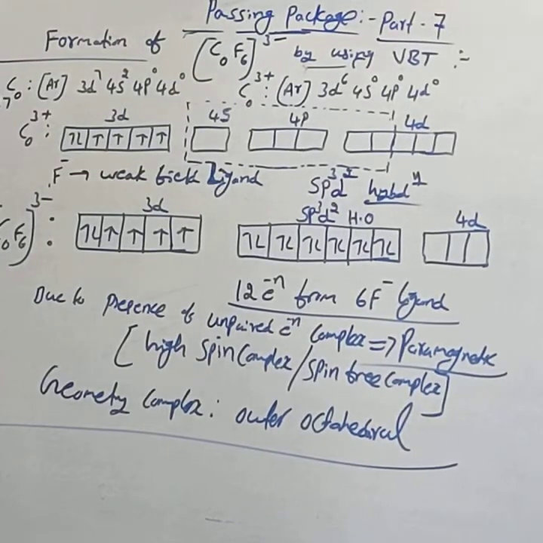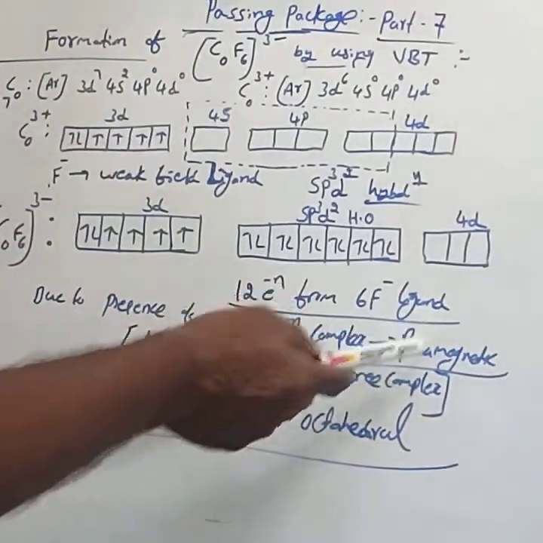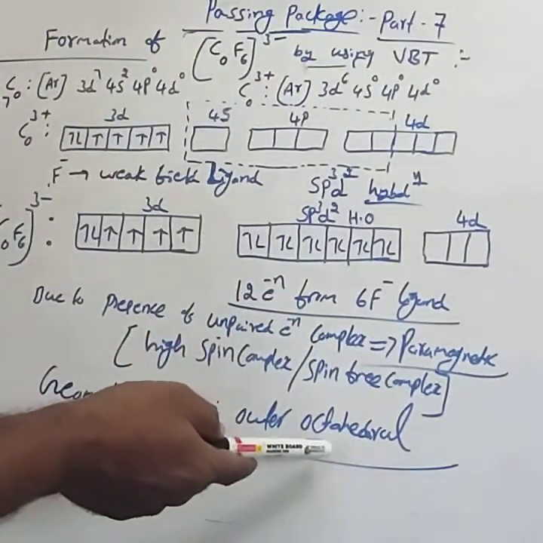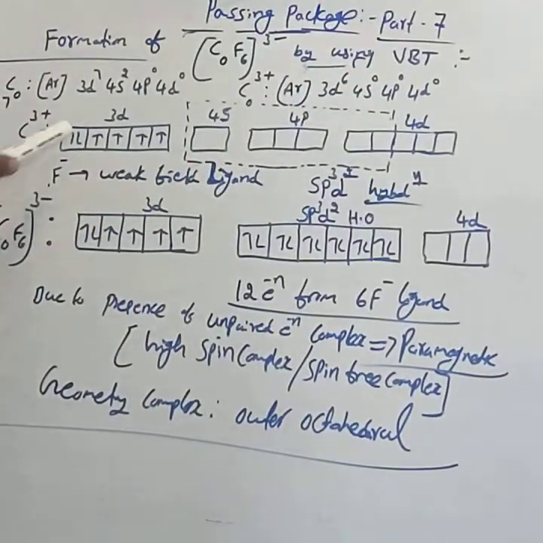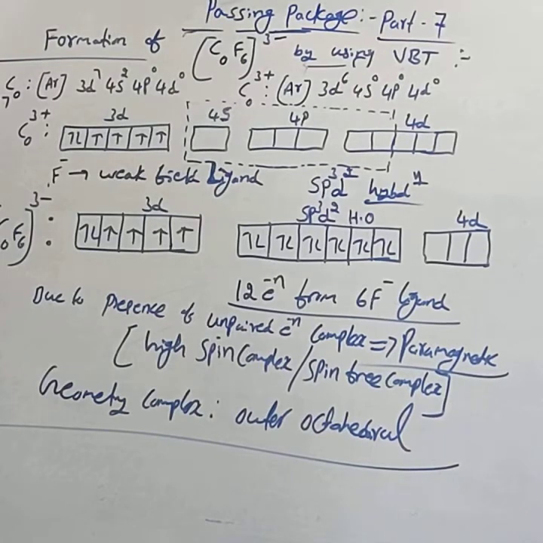In your annual exam, they can ask what is the hybridization, what is the magnetic nature and geometry of the complex, and to explain the formation by using valence bond theory. You just write as it is. You can get the complete marks. In the next class, you can study the formation of the other two complexes.